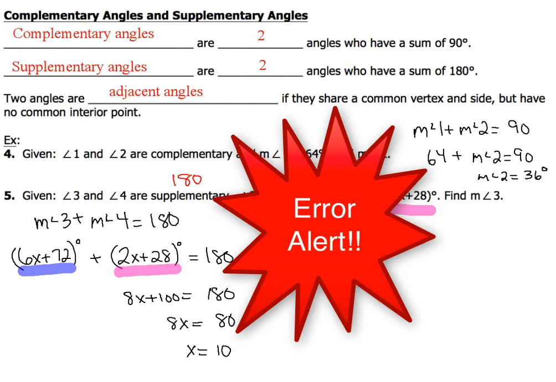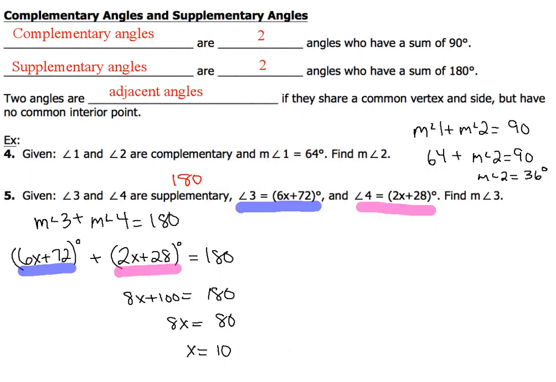So, a common error right here is for people to stop because they think they're finished. Sadly, you are not. You must go back and find the measure of angle 3. So, make sure you reread the question to figure out the piece of information you're being required to find. Here, let's find the measure of angle 3.